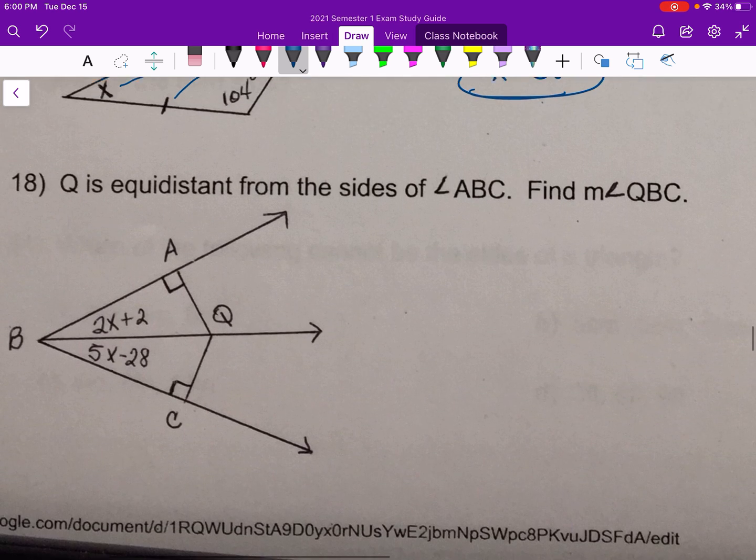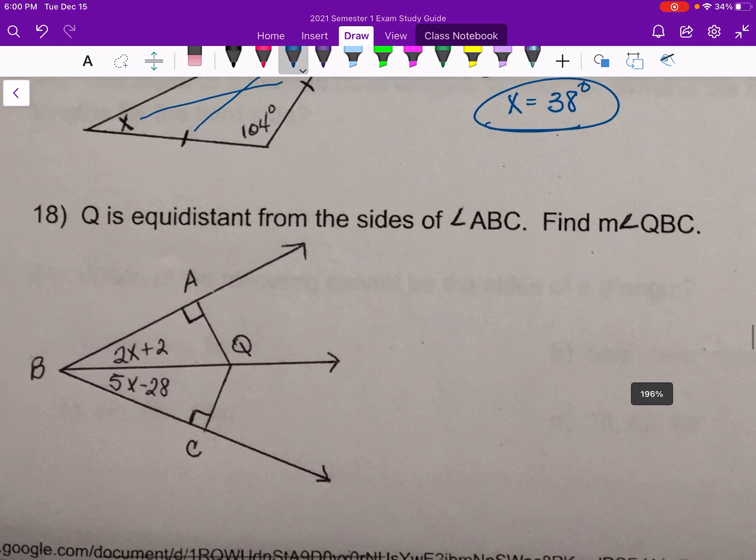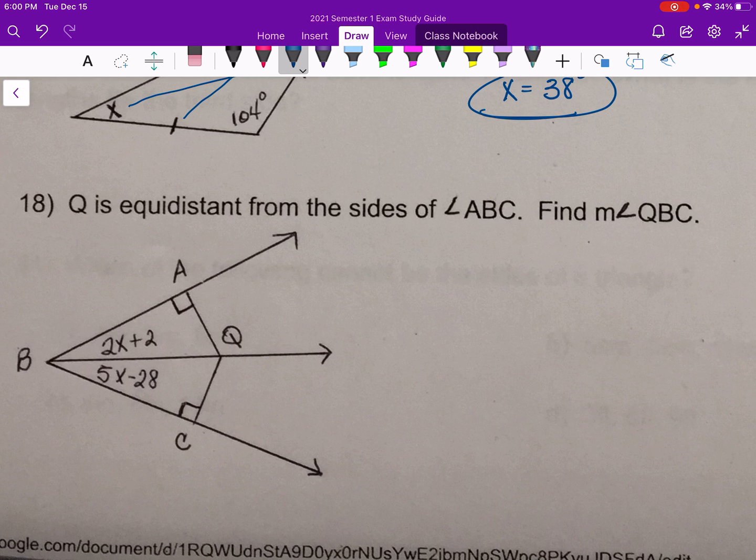All right, number 18 is the last one on this page. It says that Q is equidistant from the sides of that large angle. So we know that these two sides are the same. And because those two distances are the same, these two angles are also the same, or that large angle is bisected. We are looking for the measure of angle QBC.